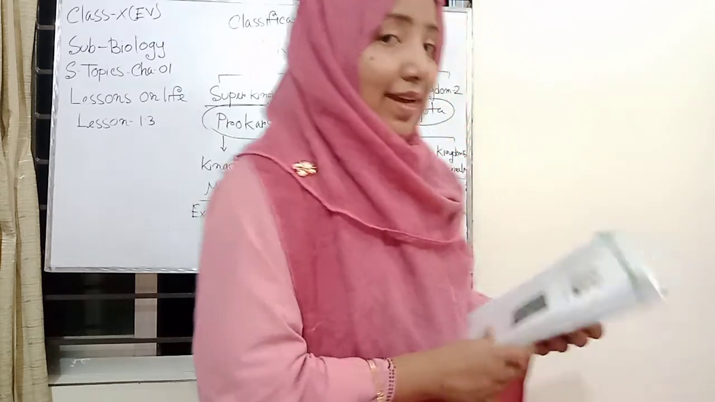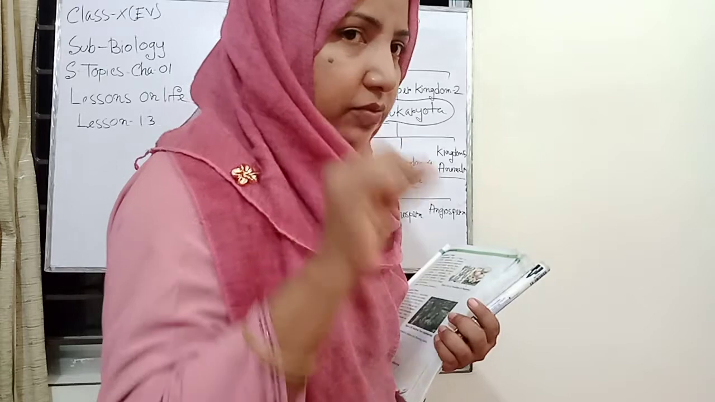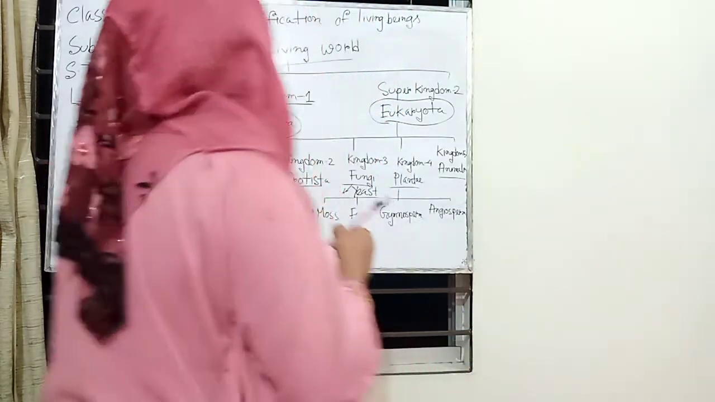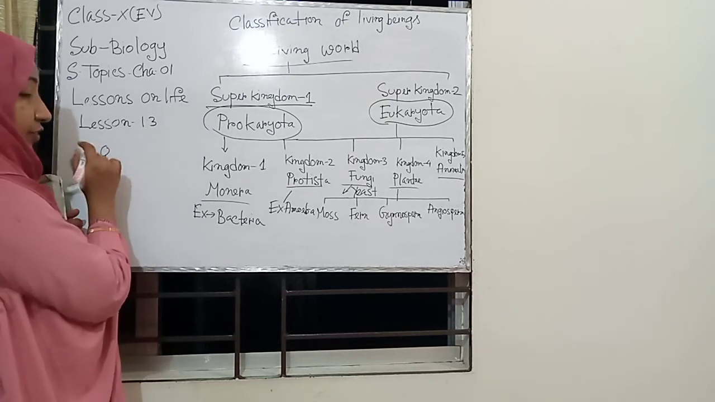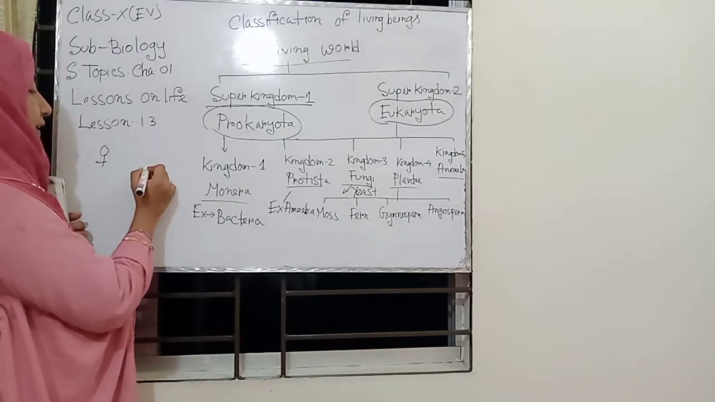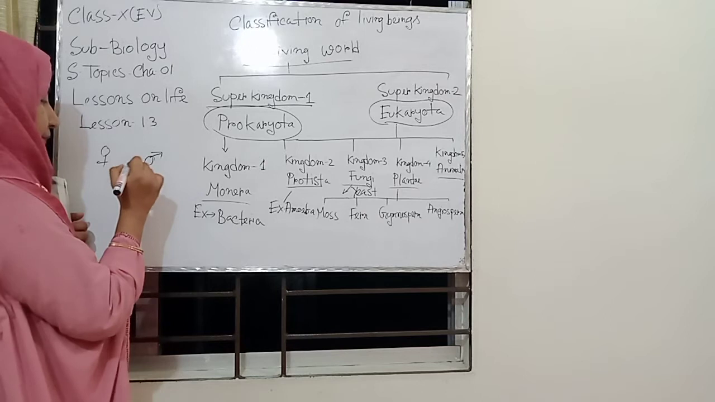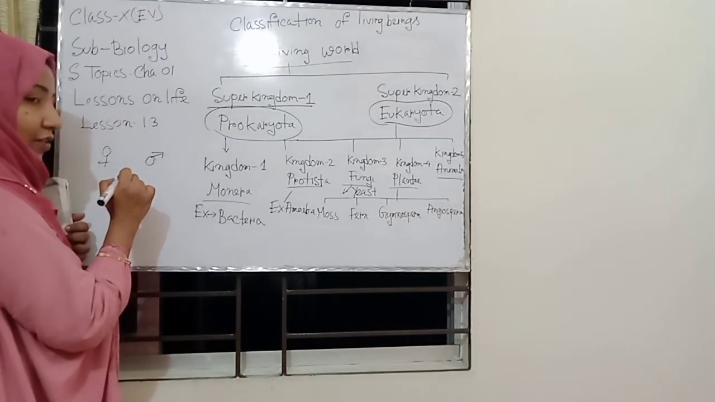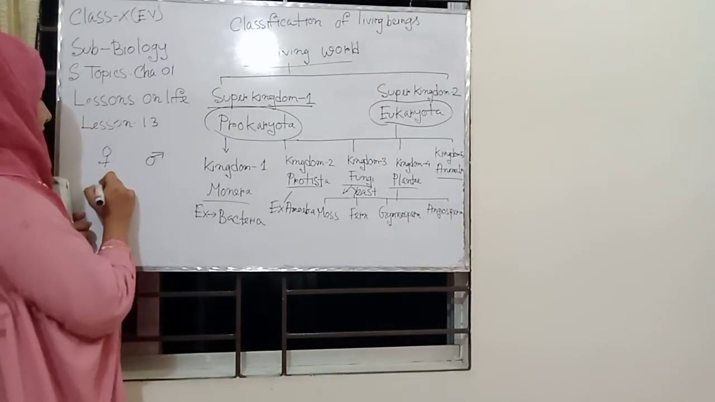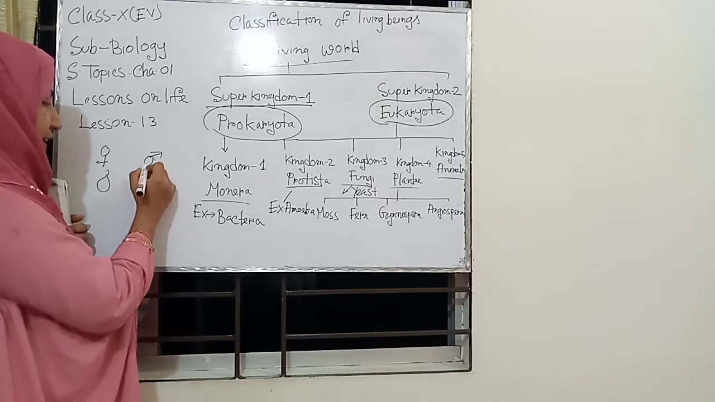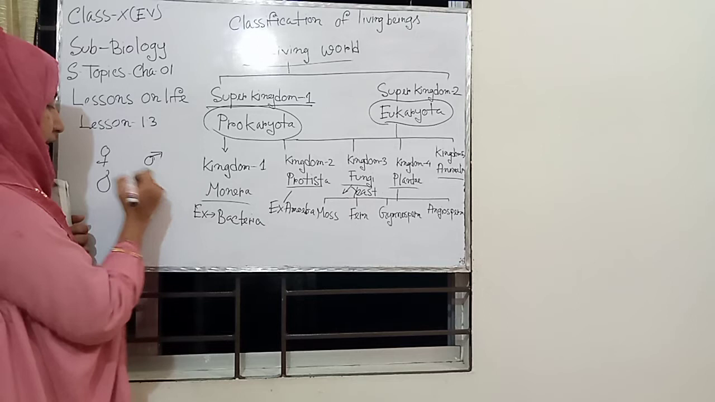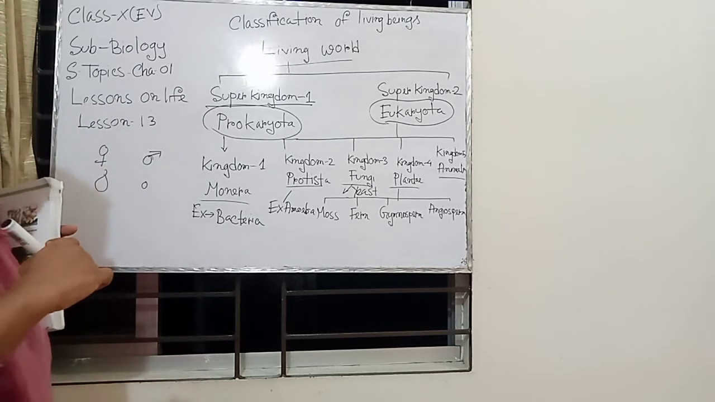My dear students, I also explain the meaning of oogamous and isogamous. Here's the isogamous. I also drew this structure, the female structure, and also the male structure. Here's the female structure, I just drew a gamete, and the male structure, I also drew a gamete. Please everyone see the board.